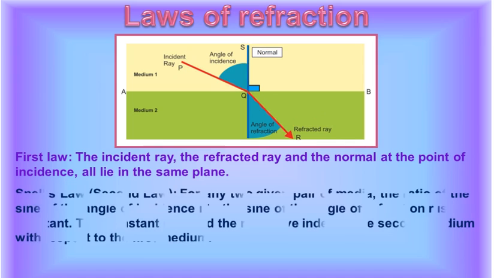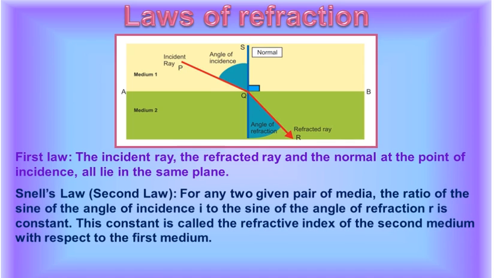Second law says that for any two given pair of media, the ratio of the sine of the angle of incidence i to the sine of the angle of refraction r is constant. This constant is called the refractive index of the second medium with respect to the first medium. It is represented by 1μ2, or 1n2. That is, sin i / sin r = 1μ2, or 1n2. This law is called Snell's law.